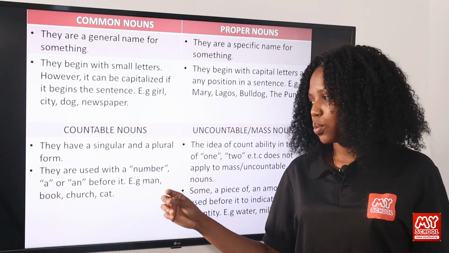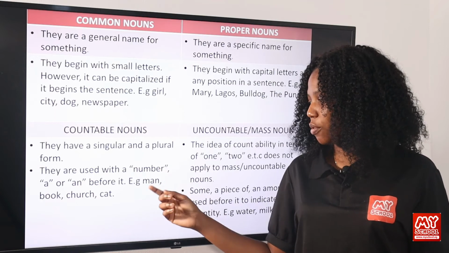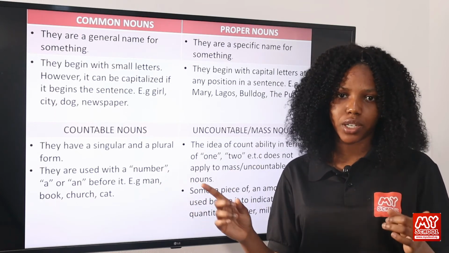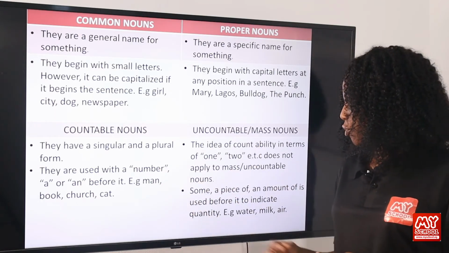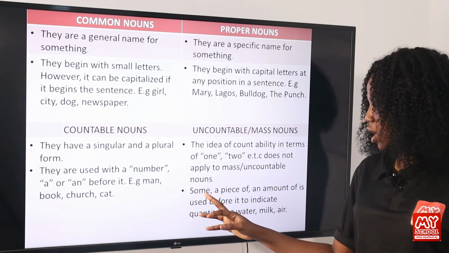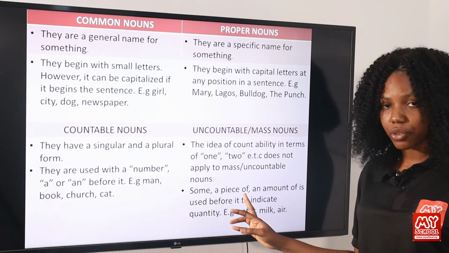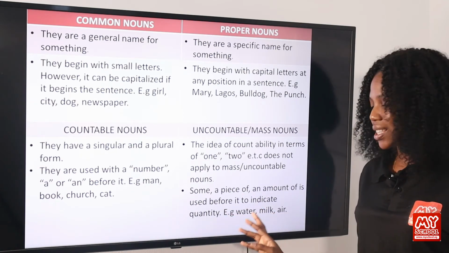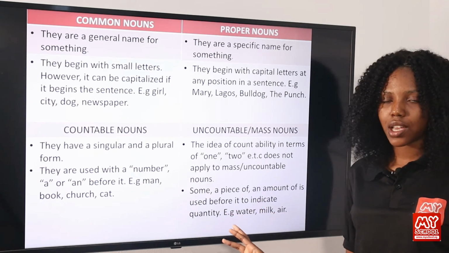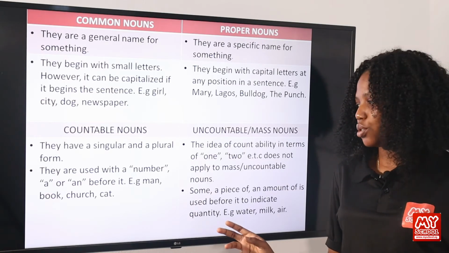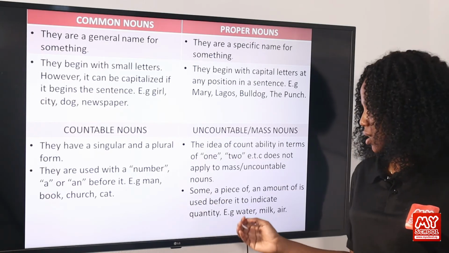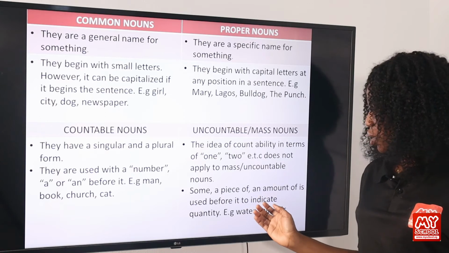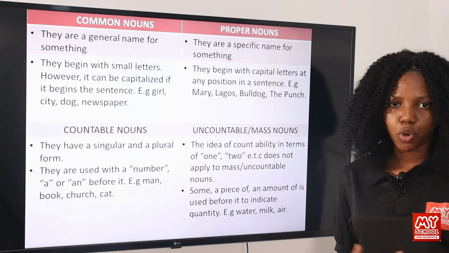Okay, we can say one man, and the plural of man is men, which is also a one-word plural form. But for uncountable nouns, we use some, a piece of, or an amount of before them to indicate quantity. So in this case, we cannot use numbers, and we cannot use a or an. What we use is some, a piece of, or an amount of to indicate quantity.